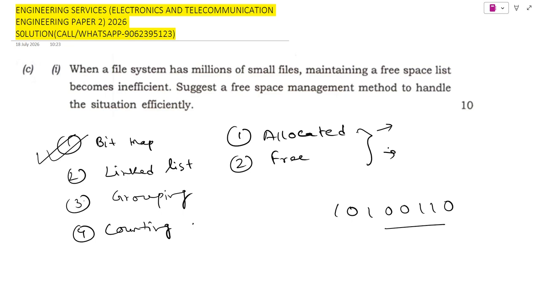Okay, so students, the key learning from this question is basically that a free space list or linked list becomes inefficient when there are millions of small files because of the long traversal and the pointer overhead. And the bitmap or bit vector method is the preferred solution because it enables fast searching, efficient allocation, and better scalability. Okay.